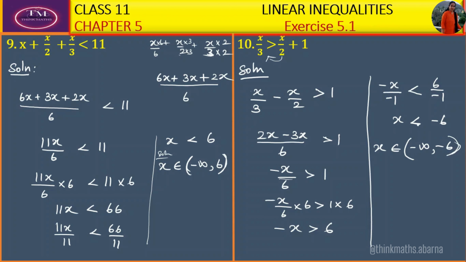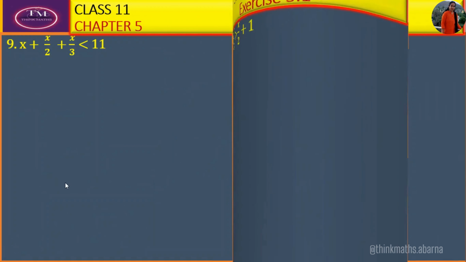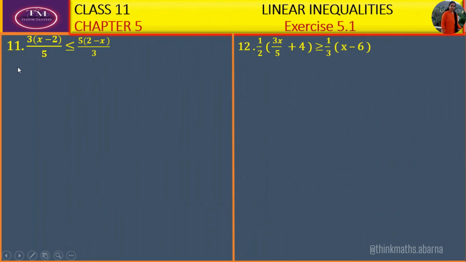As we have less than, close with the curly bracket. Clear? I hope you are all very clear now, so we can do the other problems very easily. So the 11th one is 3 into (x minus 2) divided by 5 less than or equal to 5 into (2 minus x) divided by 3. So let me start the solution.